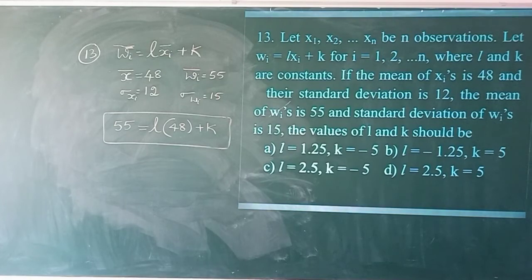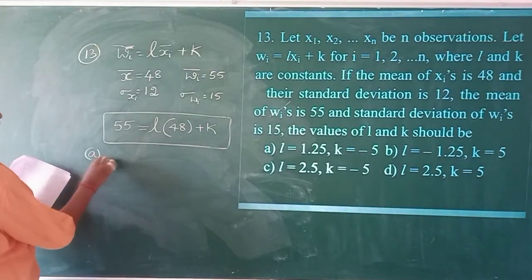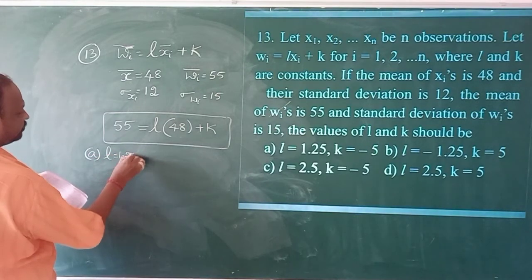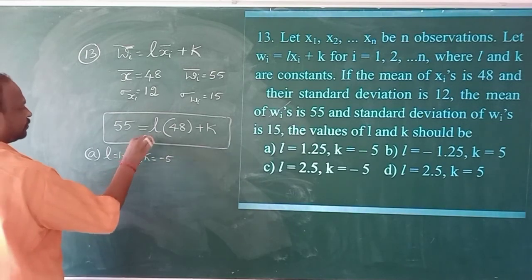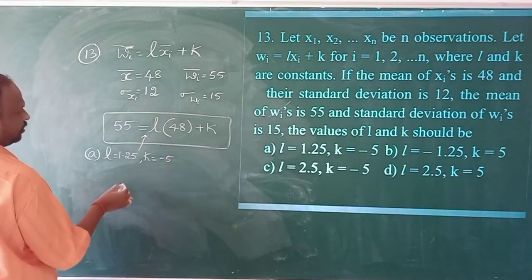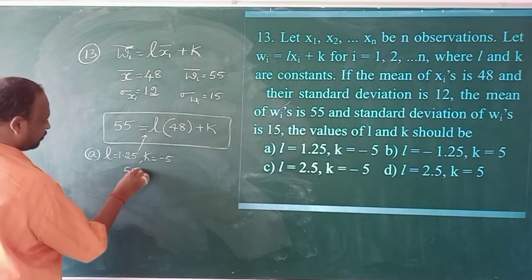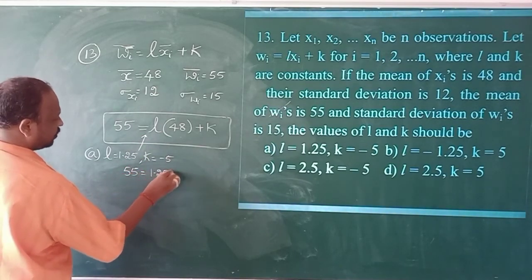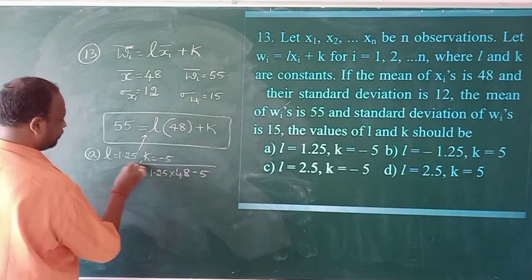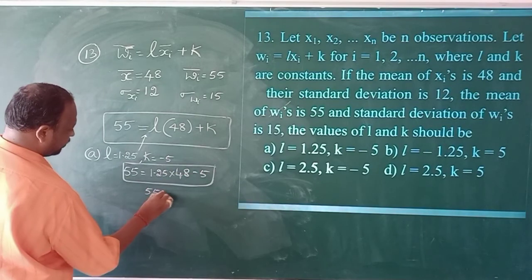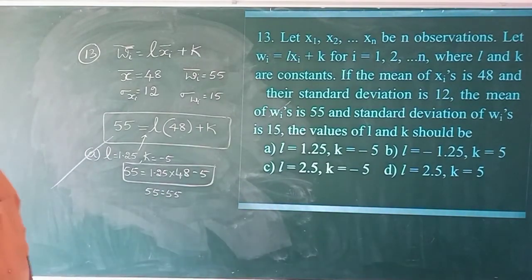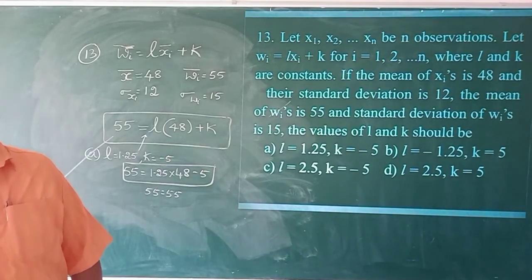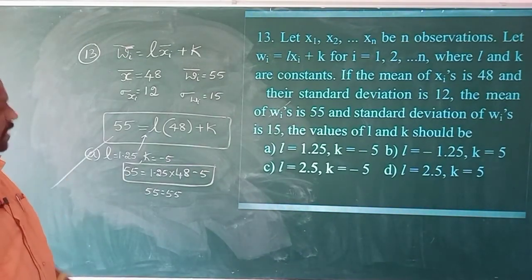Observe the 4 options and substitute the options. The first option is L is equal to 1.25, K is equal to -5. Substitute in this to check whether LHS is equal to RHS. Here 55 is equal to 1.25 into 48 minus 5, so 55 is equal to 55. Therefore, option A itself is the answer. No need to do any other method. You can easily do the substitution method to calculate L and K.